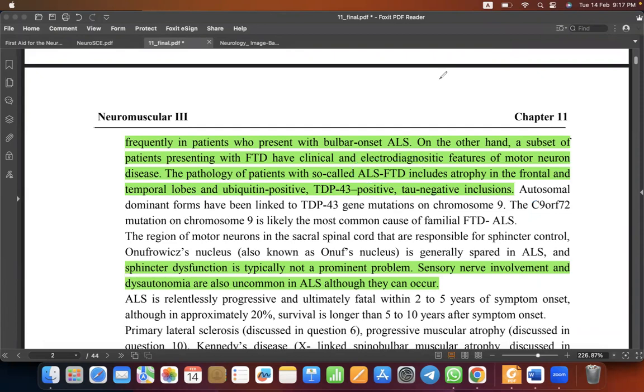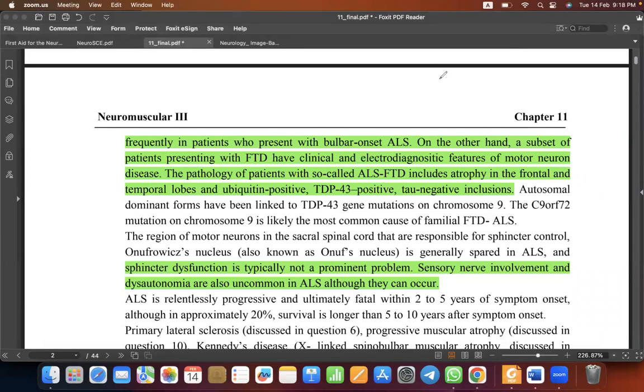There's also a nucleus, the Onuf nucleus. Onuf nucleus is particularly spared in amyotrophic lateral sclerosis. This is the nucleus that is important for sphincter control, so sphincter control is typically not a prominent problem. Sensory nerve involvement and dysautonomia features are also very uncommon in amyotrophic lateral sclerosis. Though in rare cases there could be some involvement, it is not that common.